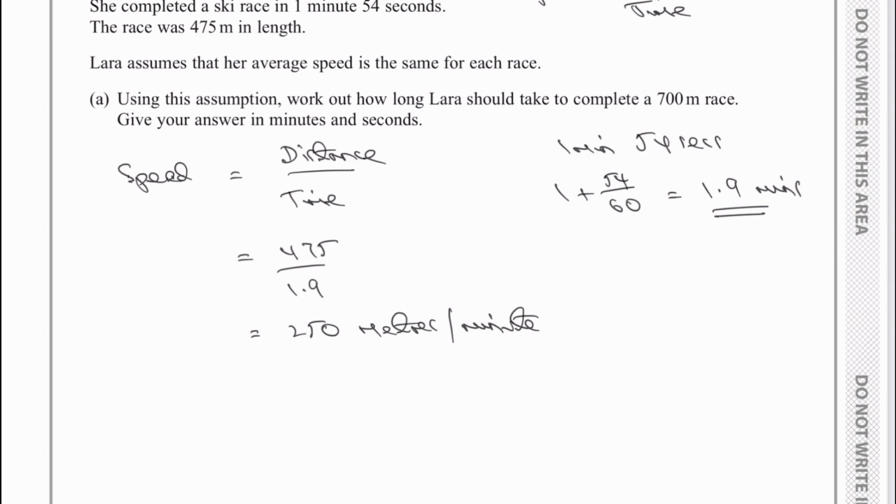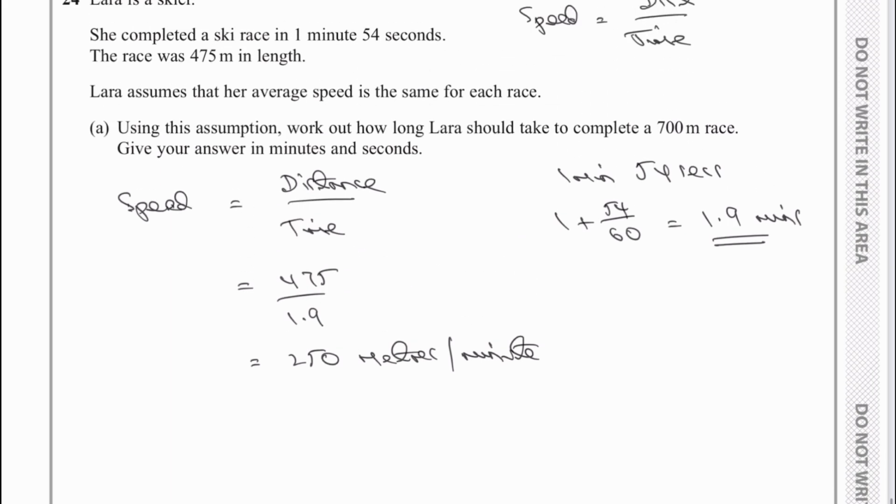Okay, hopefully that's okay for you. Please do stop and have a go at these type of questions. And then it says Lara assumes that the average speed of 250 meters per minute will be the same for each race. Using this assumption, work out how long Lara will need to take to complete a 700 meter race and give your answer in minutes and seconds. So therefore we can do exactly the same as we did before.